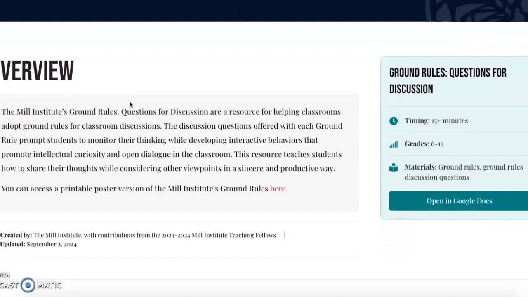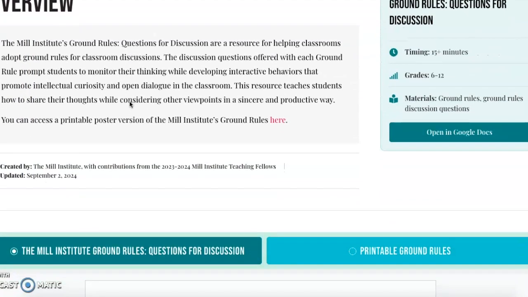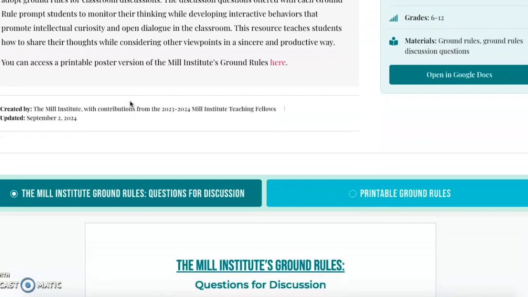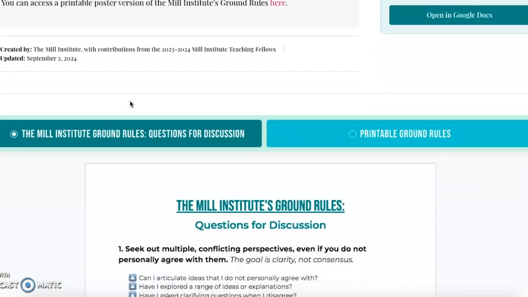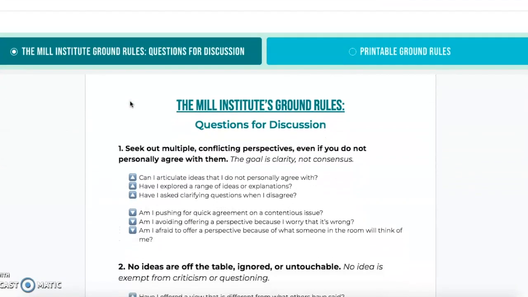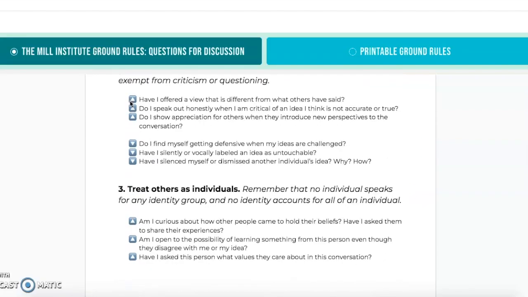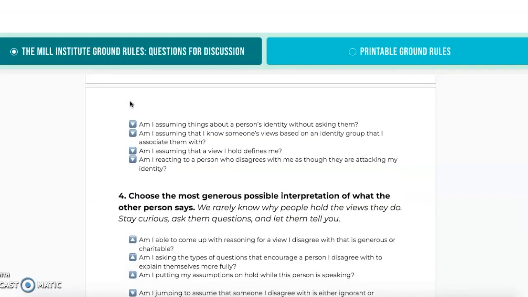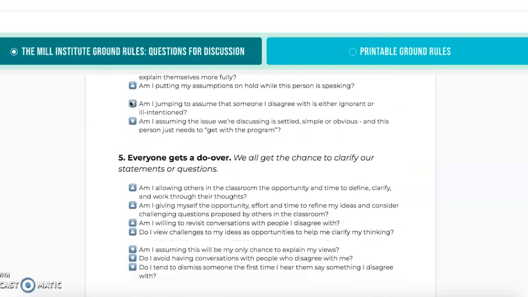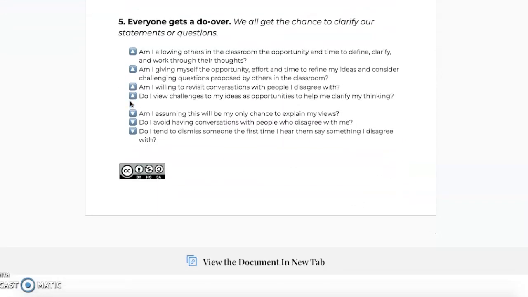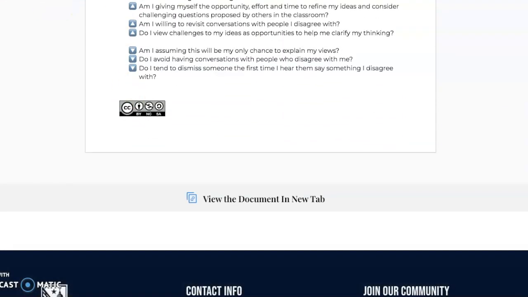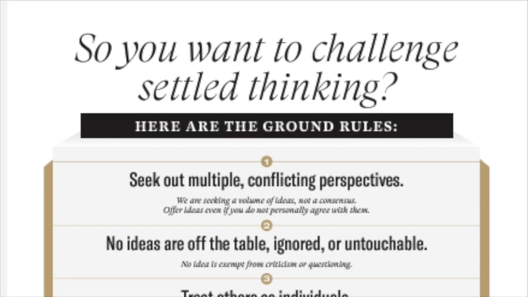Having these ground rules really created almost a culture of discussion that we use every day. I've used these ground rules to establish that culture. It's a culture of challenging settled thinking and really just having diversity of viewpoints. Let's take a look at these ground rules.